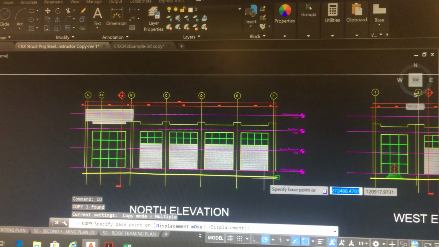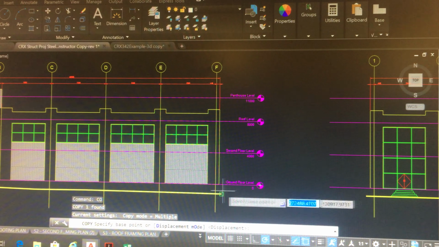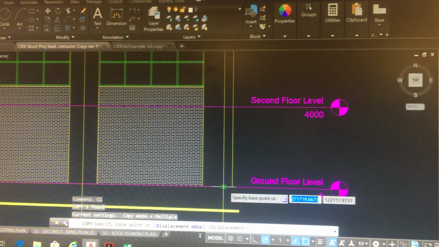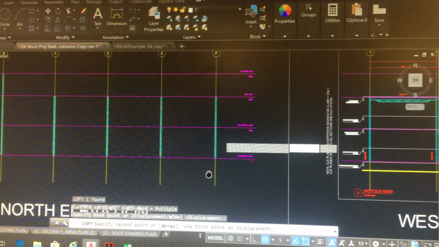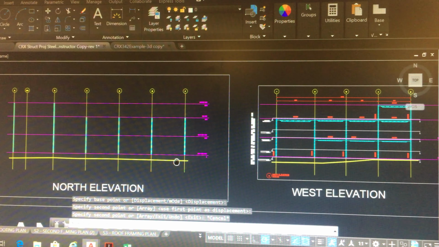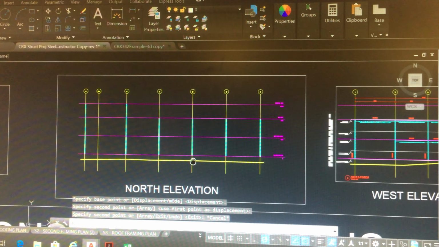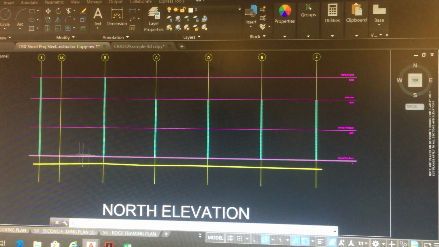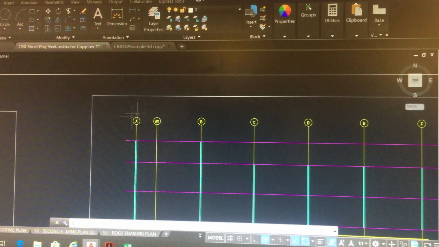So when I copy this, I need to grab a reference. For example, ground level and F. If I take this intersection and I place it on the intersection of ground and F, it will be placed in the right location with the same distance that I need. Does that make sense? Cool. So I have all my columns, sorry. I have my ground, I need to start laying out my beams. So let's start from the top here.